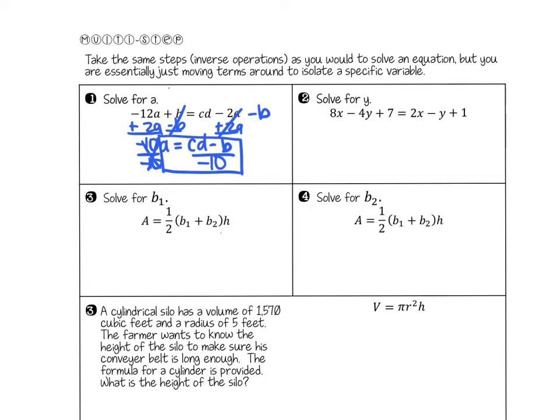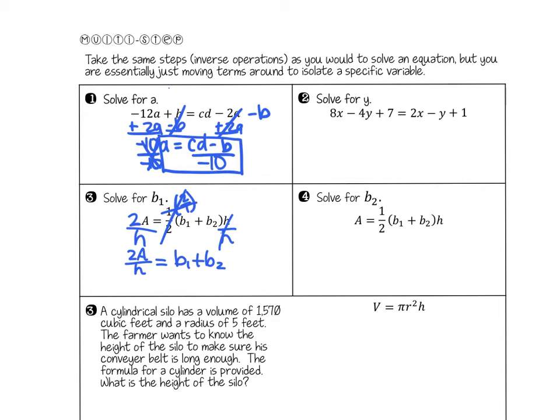Okay, and I'll show you 3. So I'm going to start by multiplying by the reciprocal of 1/2, which is 2 over 1, also just the same as 2. So when I write over here, I'm just going to write 2. Then I would want to divide by h. So now I have 2 times the area divided by the height equals, my parentheses can go away now since they were just grouping these, b1 plus b2.